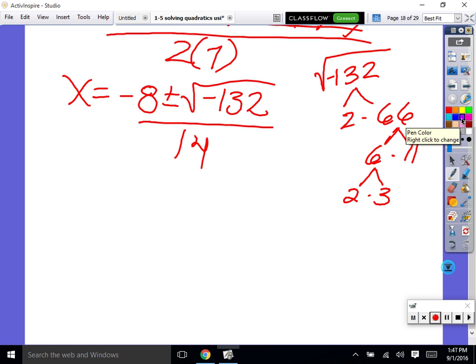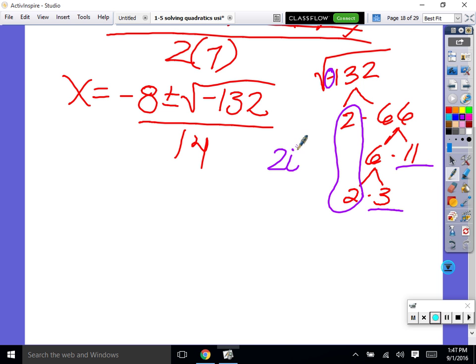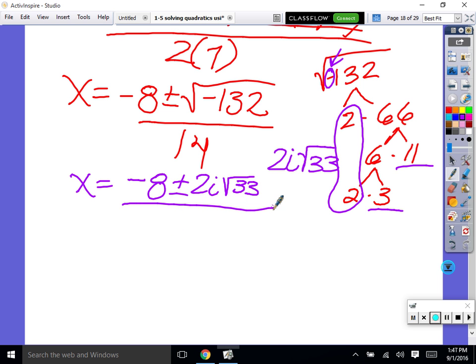Do not just say the square root of a negative is negative. Wrong. I comes out. We can pull out a 2, correct? That's got to stay, that's got to stay. Multiplying back together, won't that be 33? 2i, we pull out an i from the negative, square roots of 33. So we have x is equal to negative 8 plus or minus 2i square root of 33 all over 14.